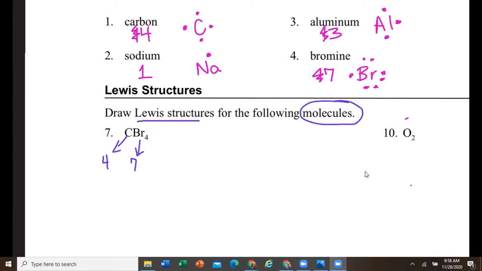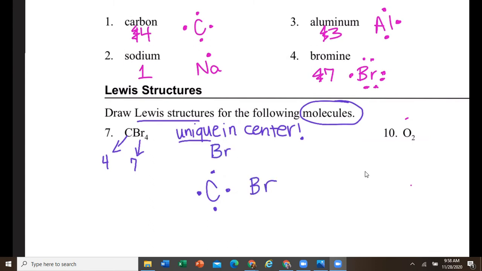Then we have to determine who goes in the center. For these, we have a carbon, yay! And it's also the most unique, right? So carbon for sure is going to go in the center. We're going to draw in our 4 valence electrons, and then we're going to draw in our bromines. If you notice, I'm positioning them at each single electron on carbon. That's how you match these up, because each of those single electrons on carbon has to get bonded up. So that's why I put those there.